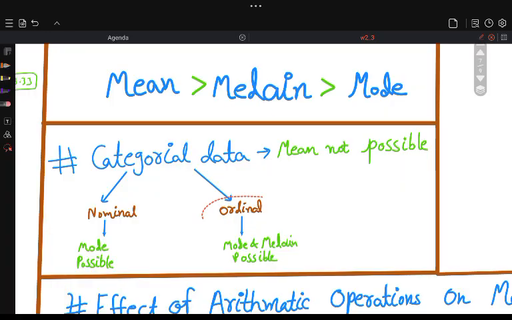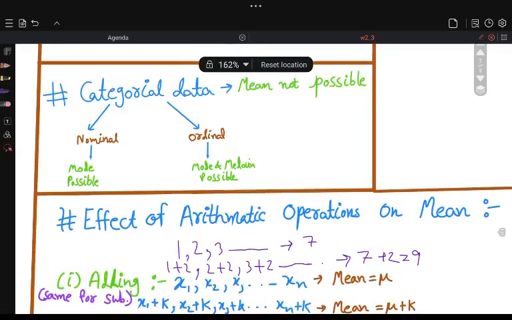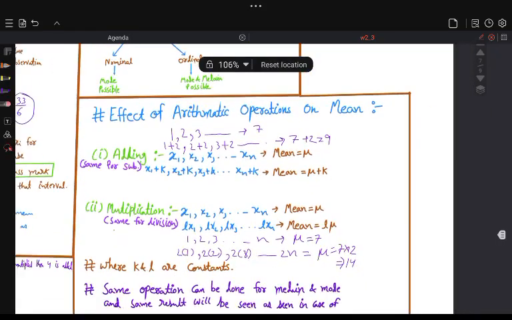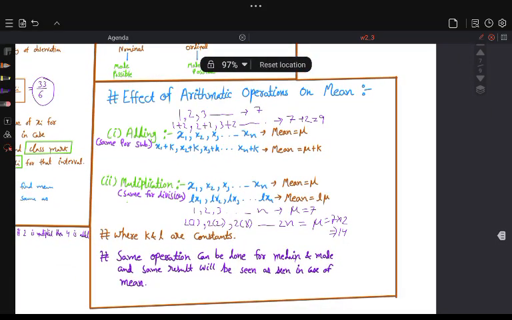In ordinal data, as there is an order, median and mode both are possible, but mean is not possible for any of these, and actually not for categorical data also. So mean is not possible, but mode and median are possible for ordinal data, and mode is possible only for nominal data.